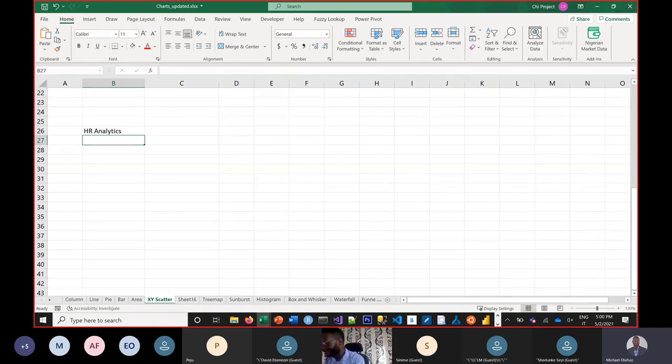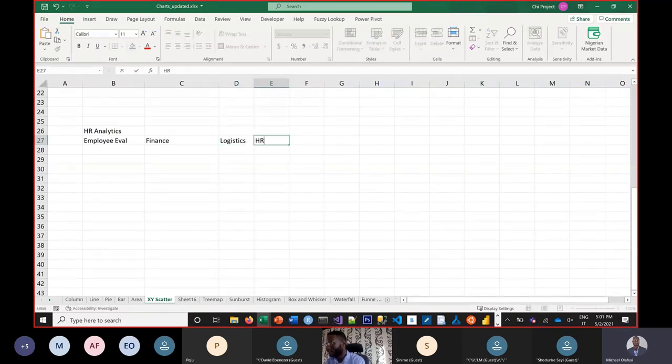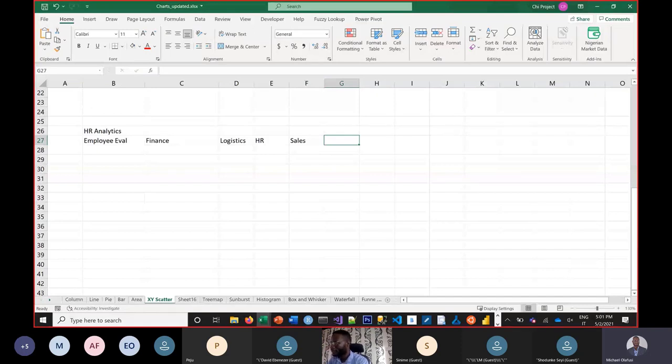So HR analytics. So we are doing employee evaluation. Evaluation scores, but based on department, right? So finance department, logistics department, let's even put the HR people too here. One more, sales, people that bring in the money. I think 5 would be good, right? Okay, 4 is okay.